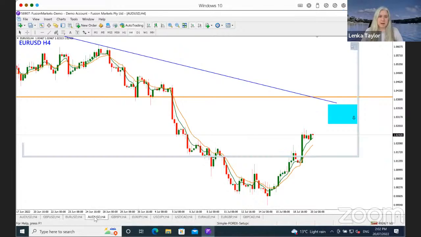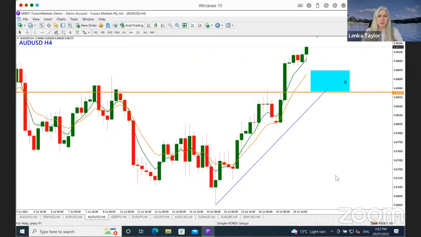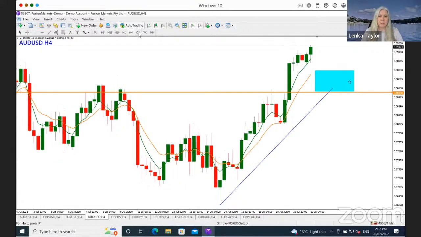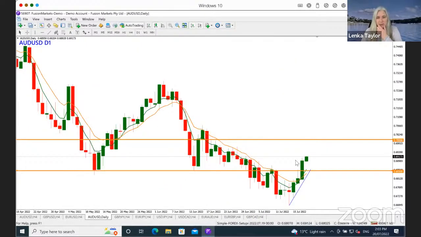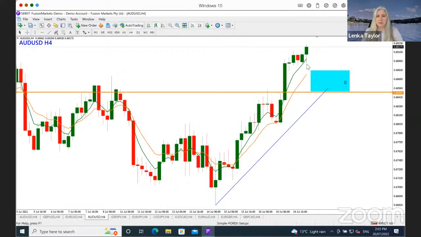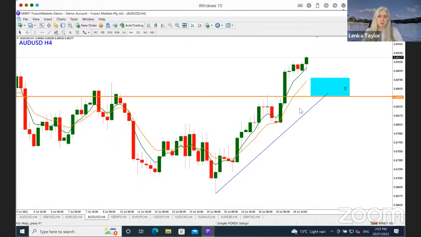Next currency pair, I'm looking at AUD USD, and AUD USD I'm now looking at long. We are now back up above that previous level of support. So I'm looking for any pullback on the 4-hourly time frame. And if there is a pullback, then I would be looking to enter a long trade.